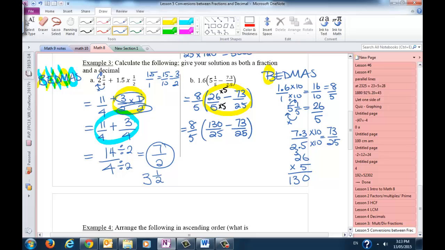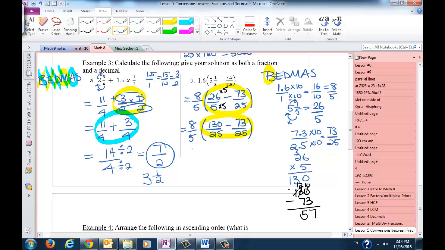Alright, now I'm still in my brackets. I haven't actually finished anything yet. So I don't know what 130 minus 73 is. I'm just going to go to my column and write it down. I'm going to have to borrow the 10 here. 10 minus 3 is 7. This is a 2 now. I got to borrow this guy, and 12 minus 7 is 5.